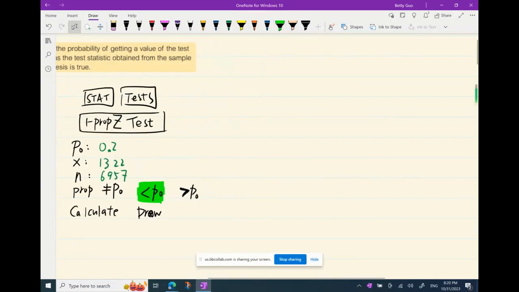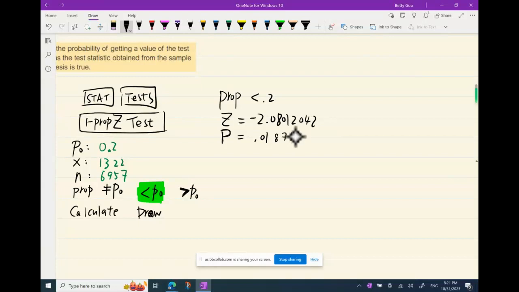Now you should see this page, PROP less than 0.2. Here Z equals -2.0801 2042. And then your p-value, this is the capital P, all right? P-value, not the proportion p. It's different. P-value is 0.018757 1793.